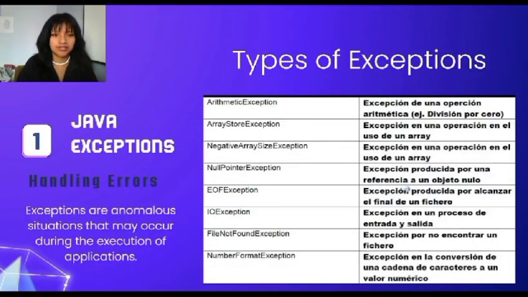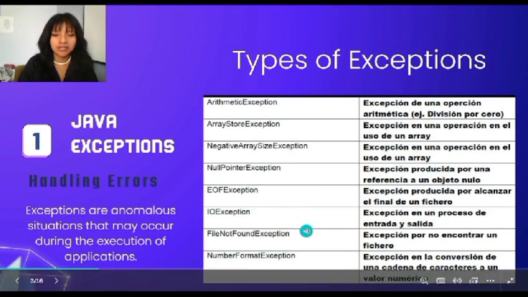Types of exceptions. Java exceptions hide errors. An exception is an unknown situation that may occur during the execution of applications. Arithmetic exceptions. Array store exceptions. Negative array size exceptions. Number format exceptions. ClassCastException. IOException. File not found exception. NullPointerException.